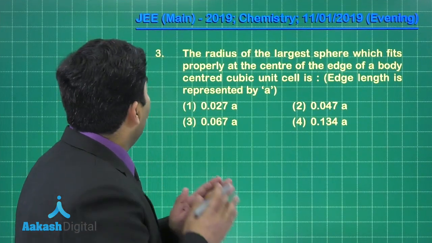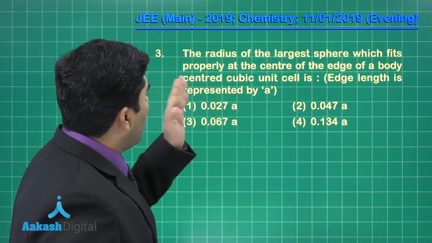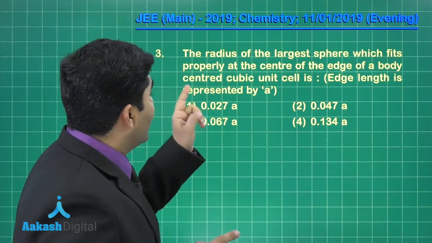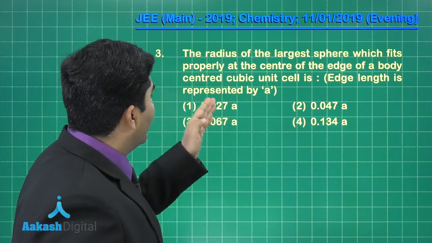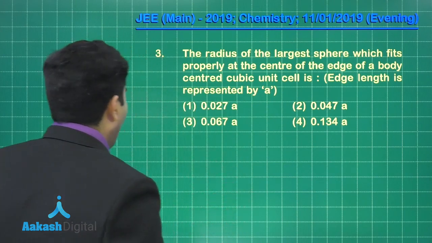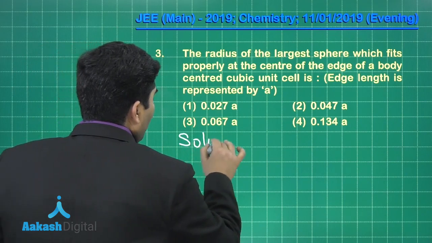Now in this question he is asking the radius of the largest sphere which fits properly at the center of the edge of the body centered cubic cell, that is BCC. Edge length is represented by A. So let's derive the relation and find the answer. So the solution will be as follows.